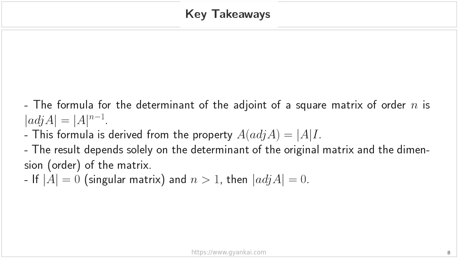Lastly, let's consider the special case of a singular matrix. If the determinant of matrix A is equal to 0, and our matrix order n is greater than 1, then the determinant of the adjoint will also be 0.